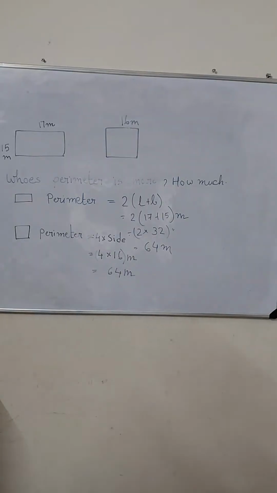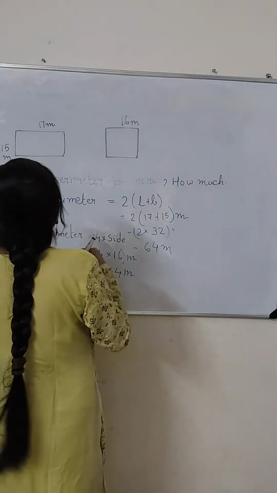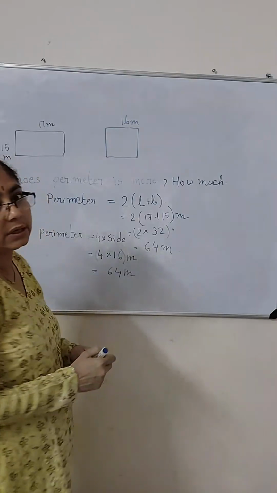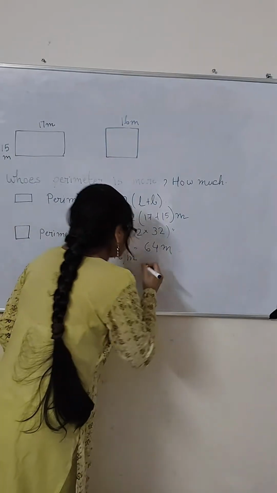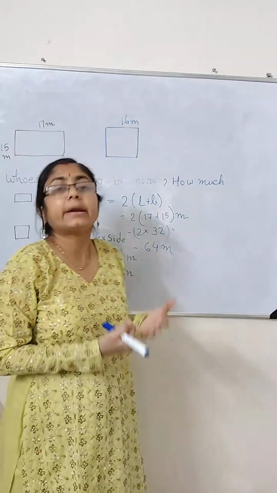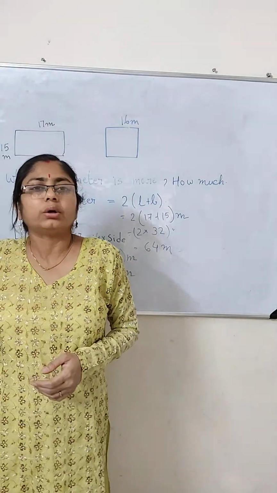It is 64 meter. Now listen, check this one. Perimeter of the rectangle is 64, and perimeter of the square is also 64. Then which is more and how much more? The question is there, so you read it.